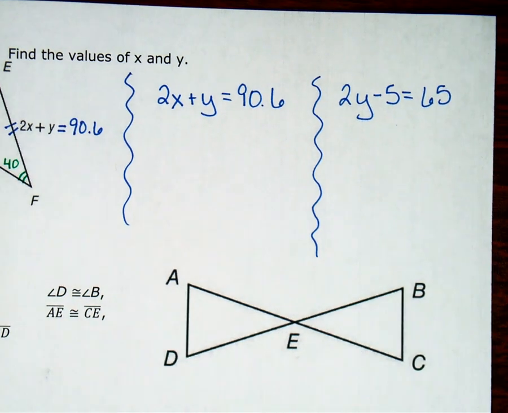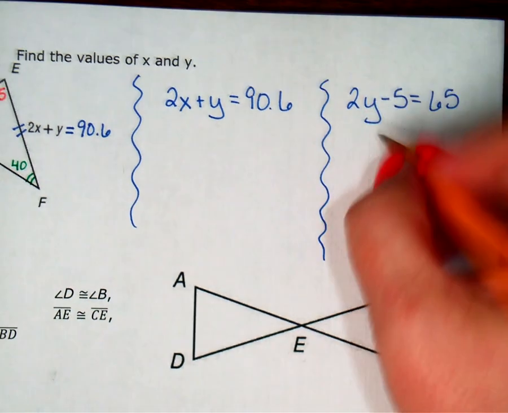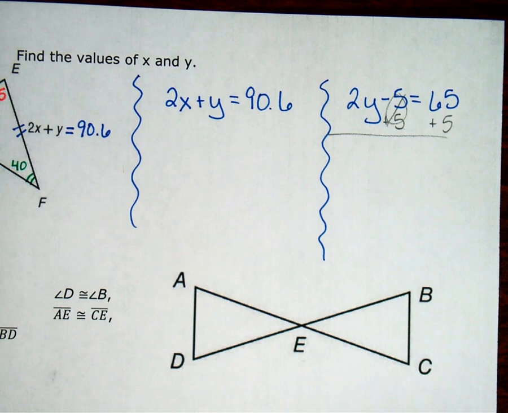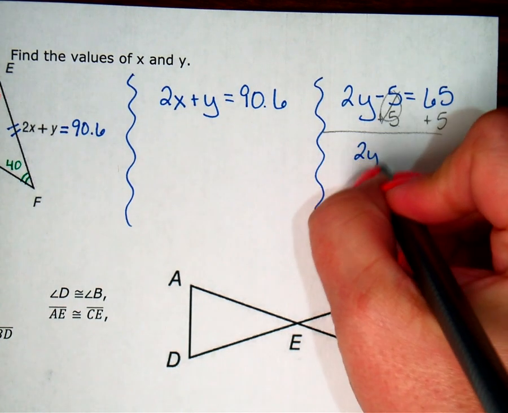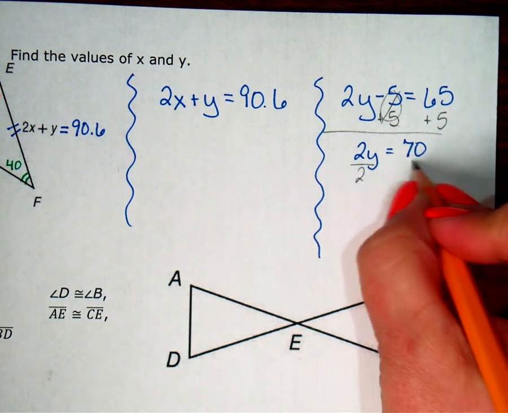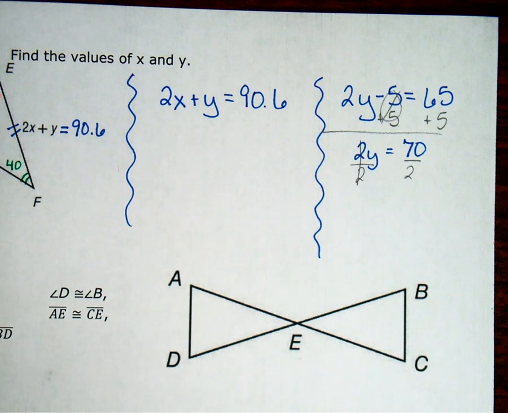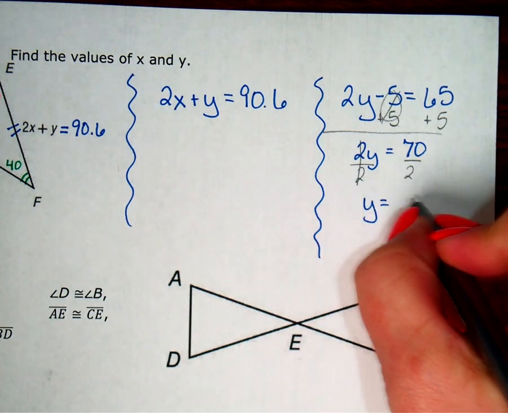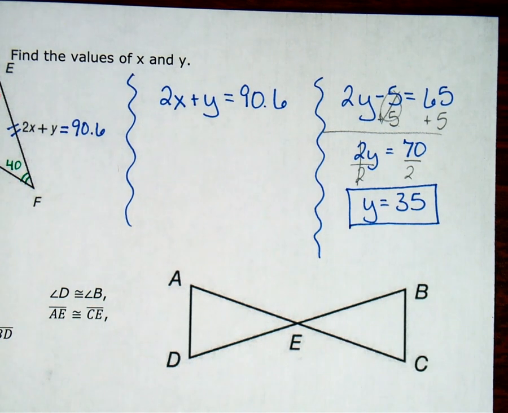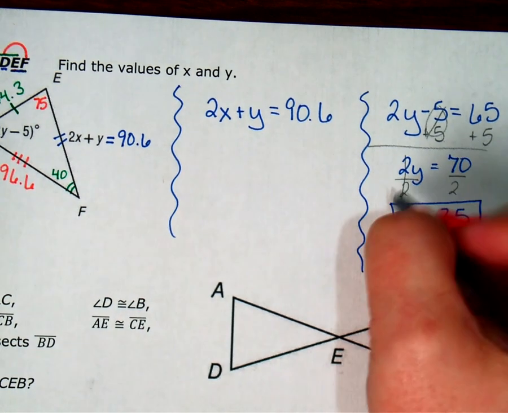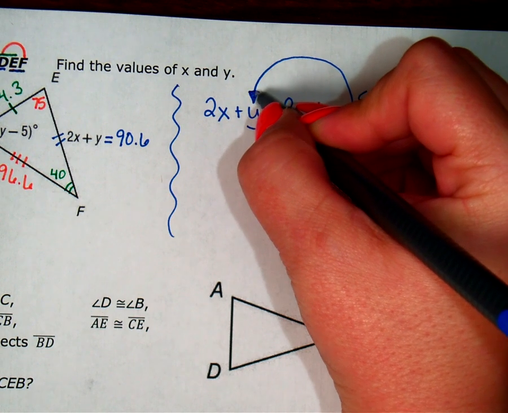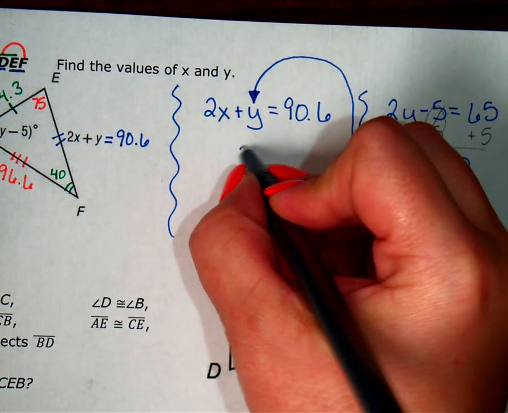Well, that I can solve, right? That one, I can say, well, let me add 5 to both sides. My addition property of equality, and I get 2y equals 70. Division property of equality, 1y equals 35. So sometimes when you're asked to find x and y, you have to find y first, right? And then you can find your value for x, because I am going to now substitute y in where it equals. So I'm going to put this 35 here.